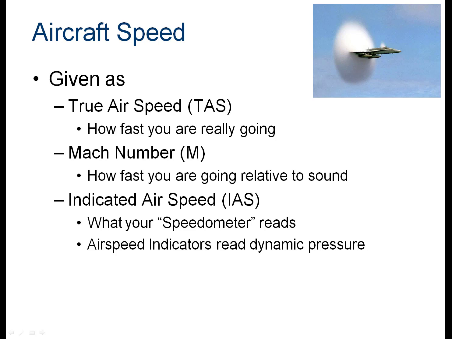The Mach number is how fast I am going relative to the speed of sound in the air mass that I'm flying in. And the third one is indicated airspeed, and that's essentially what my speedometer in the airplane reads. That speedometer really reads dynamic pressure, the pressure of the air pushing against the airplane. As you can imagine, as the air gets less dense, for the same speed I get less pressure.